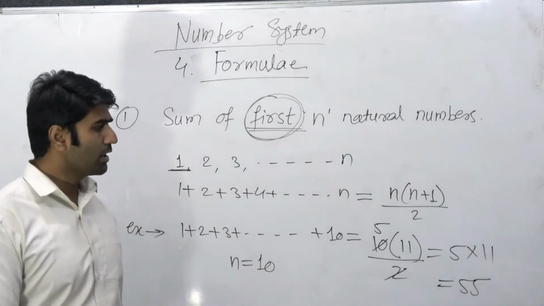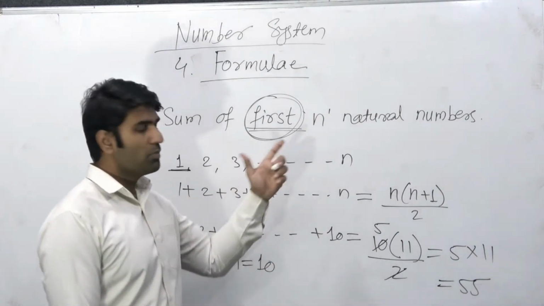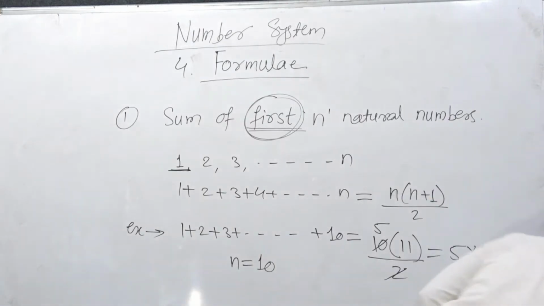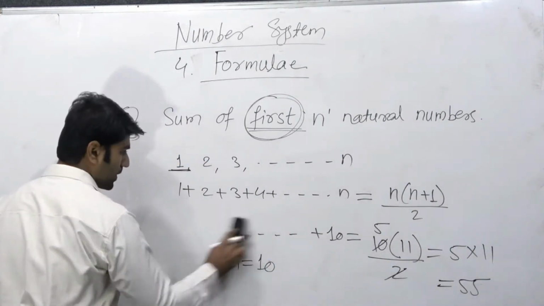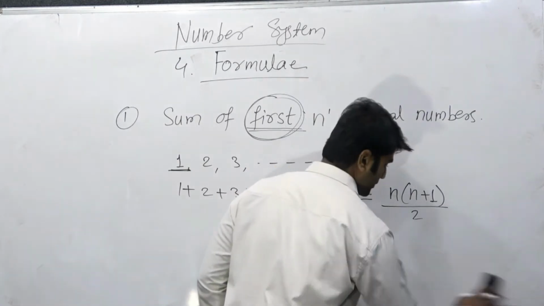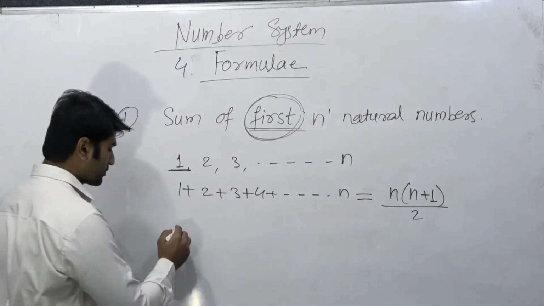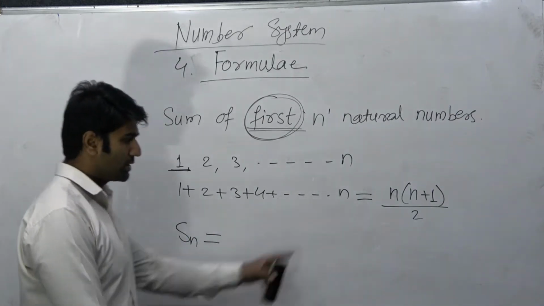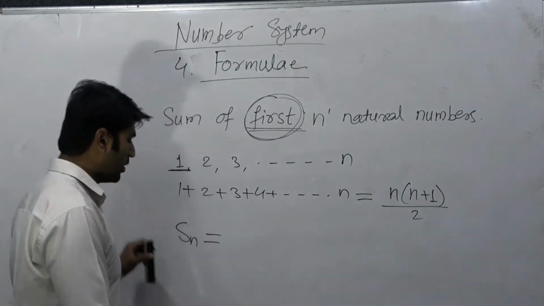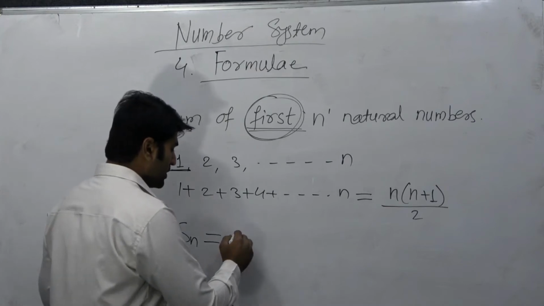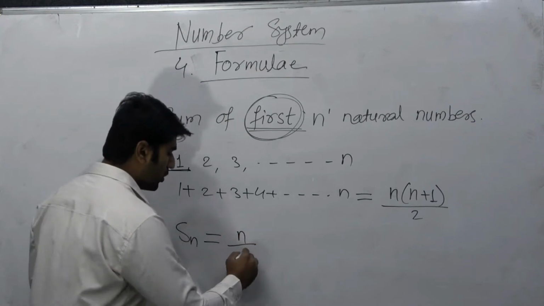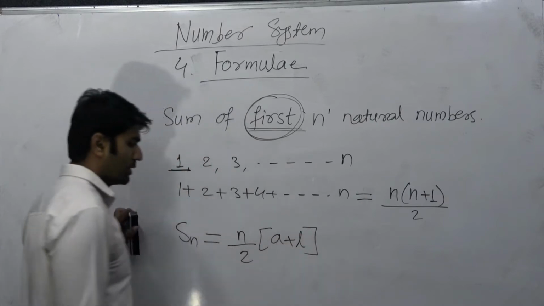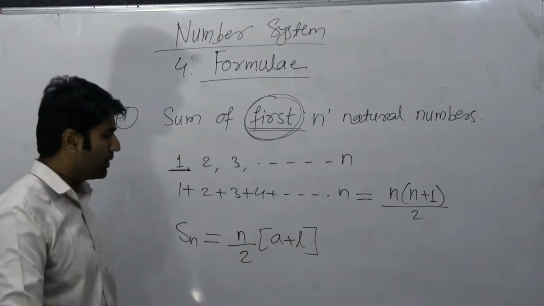Okay, there is another formula for sum of n natural numbers. So the formula is Sn is equal to sum of n numbers. This is also Sn is equal to n upon 2 into bracket a plus l. N upon 2 into bracket a plus l.